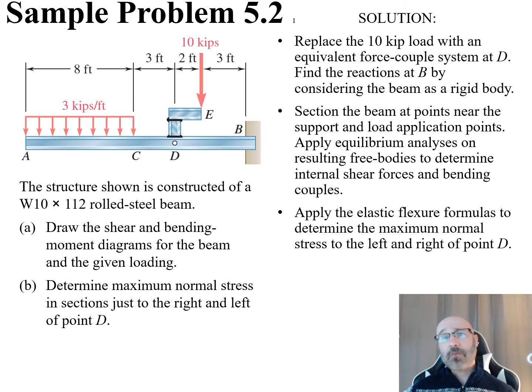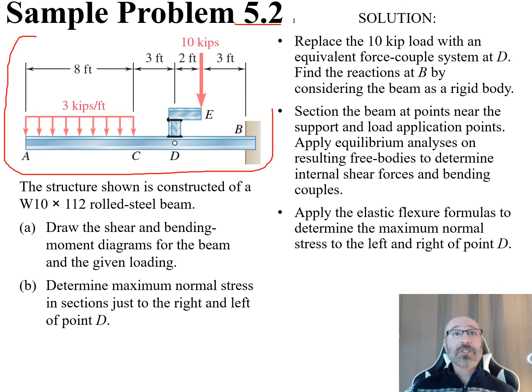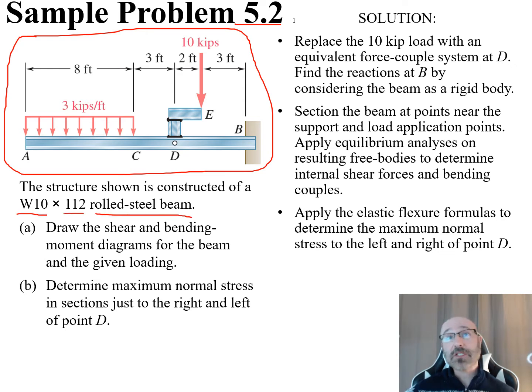So first example problem I want to take a look at here is sample problem 5.2. Now in this problem here, they give us most of the information in this diagram up top here. So we can see in this diagram right here, we have a structure shown to be constructed of, and they tell us the type of steel I-beam that we have right here. So we have a rolled steel beam, a W10 by 112 rolled steel beam. So that's going to be important.